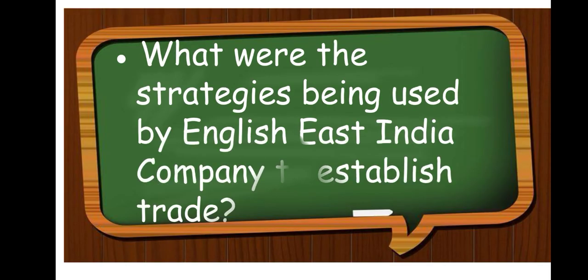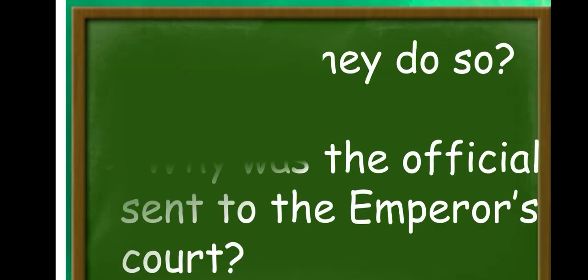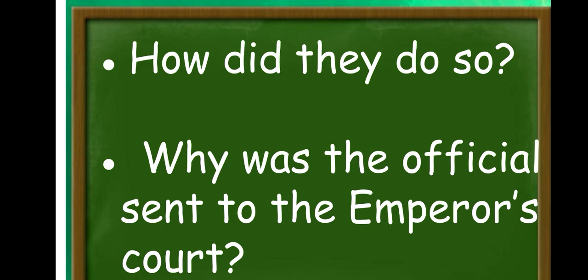Now here are the questions. You can discuss what were the strategies being used by English East India Company to establish trade. Next question is, how did they do so? Third one, why was the official sent to the emperor's court? Now you can pause the video here, go read the section, search for these answers, come back again with the answers. I hope you are done.